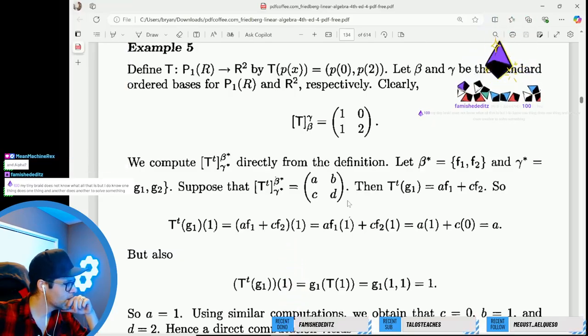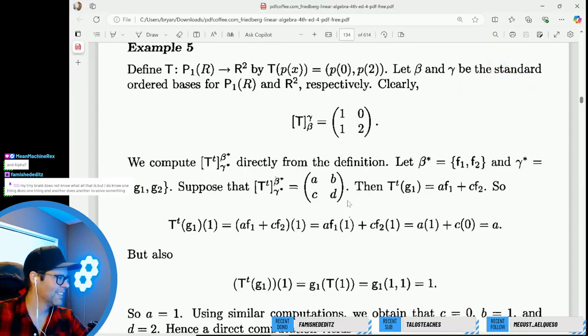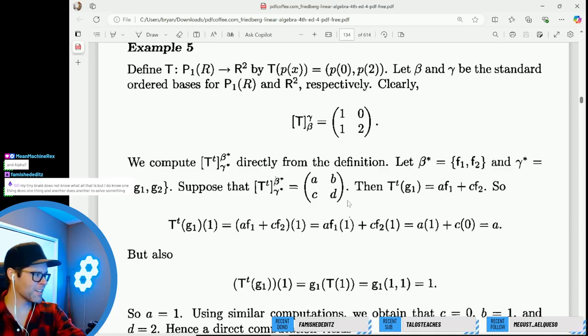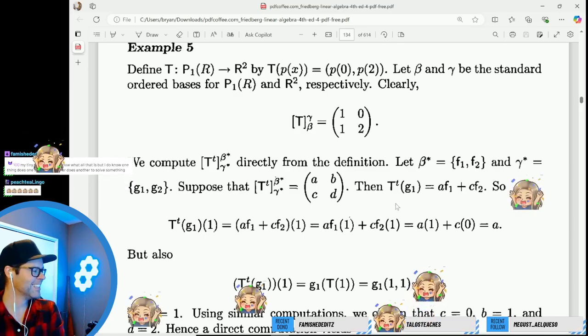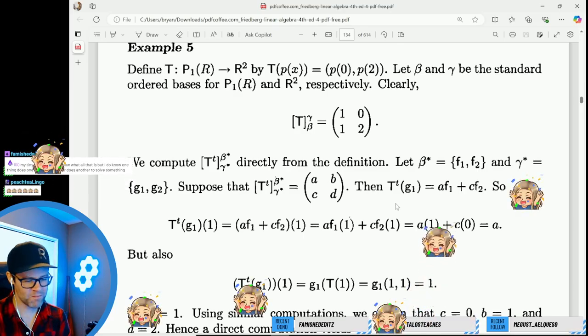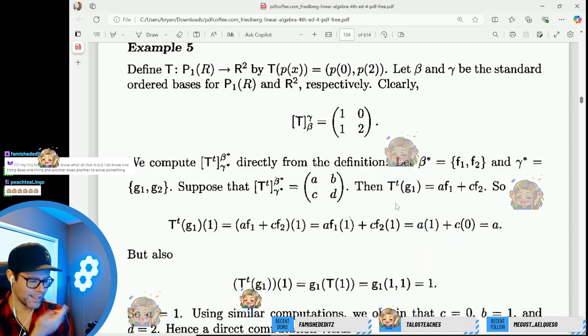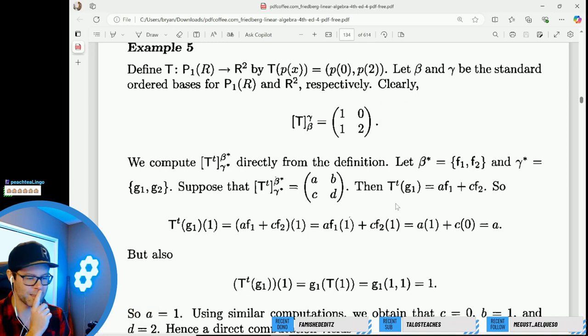My tiny braid does not know what all that is, but I do know one thing does one thing and another does another to solve something. Thank you very much for the bits, famished. Your tiny braid. Yeah, something's gonna happen, and then something's gonna happen, and then something will get solved. That's true. It will eventually click in my braid. Don't worry.